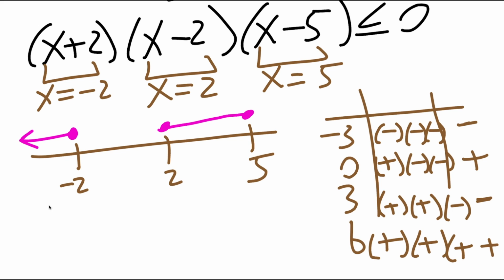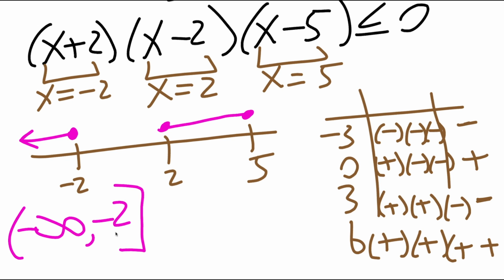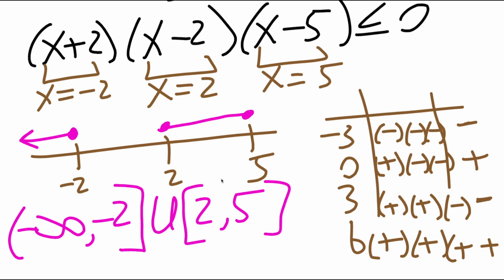And so this is how we can write our answer. Parentheses, negative infinity, all the way to the left, comma, negative 2, but a bracket. Bracket means you include that number. And the reason we don't have a bracket here is you can never get to infinity. It's one of those numbers that we can never get to. Then you use the word union, bracket 2, because we can get to 2, comma, 5, bracket, because you can get to 5. And that's how we can solve polynomial inequalities.